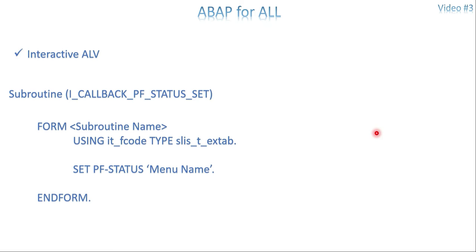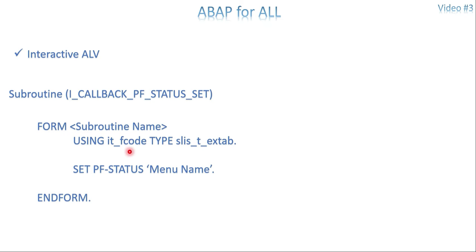especially for ALVs. The parameter to pass your own menu is I_CALLBACK_PF_STATUS_SET. This is not a direct parameter where you just pass your menu painter name. It is going to receive a value that is nothing but a subroutine. That subroutine is defined like how you made the user command in the previous video. Same thing you're going to do here.